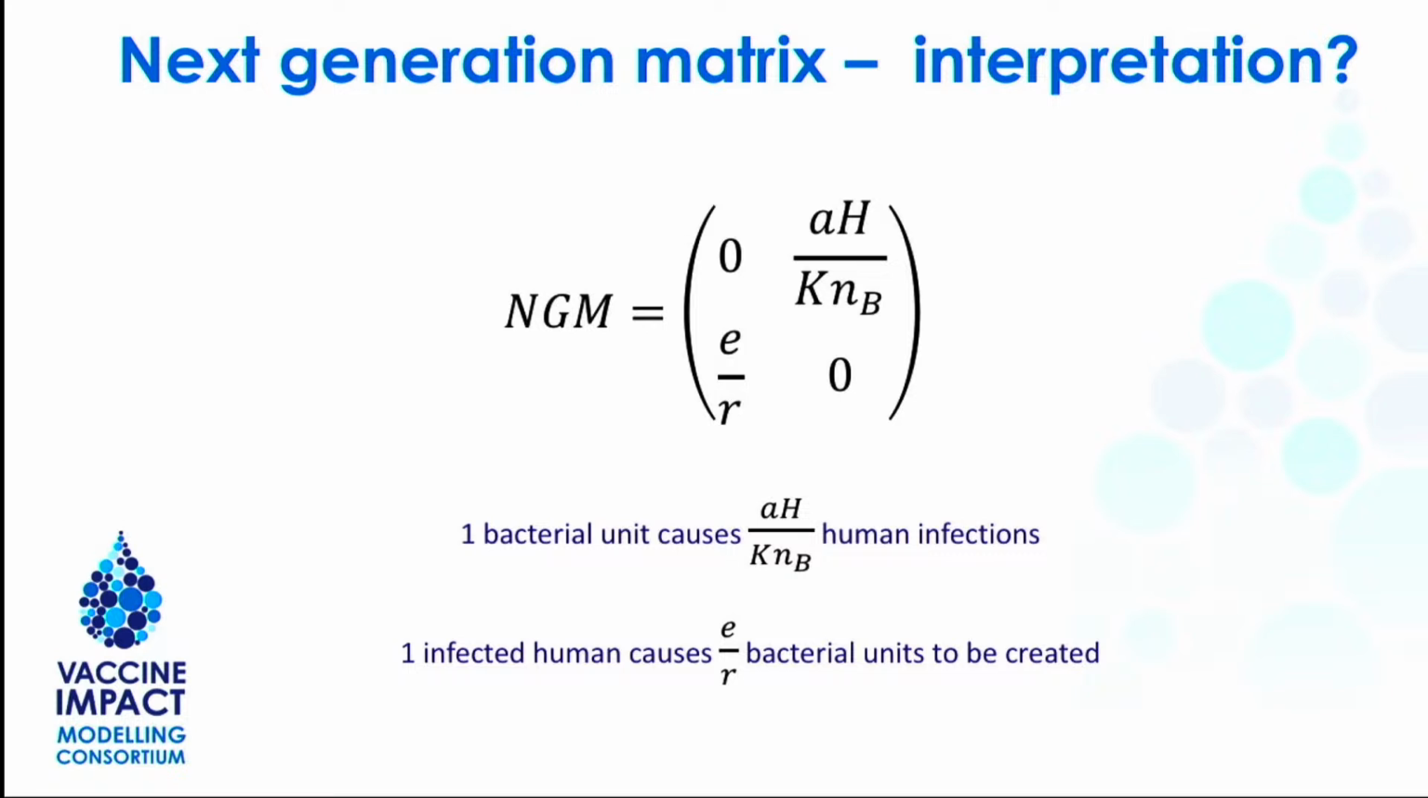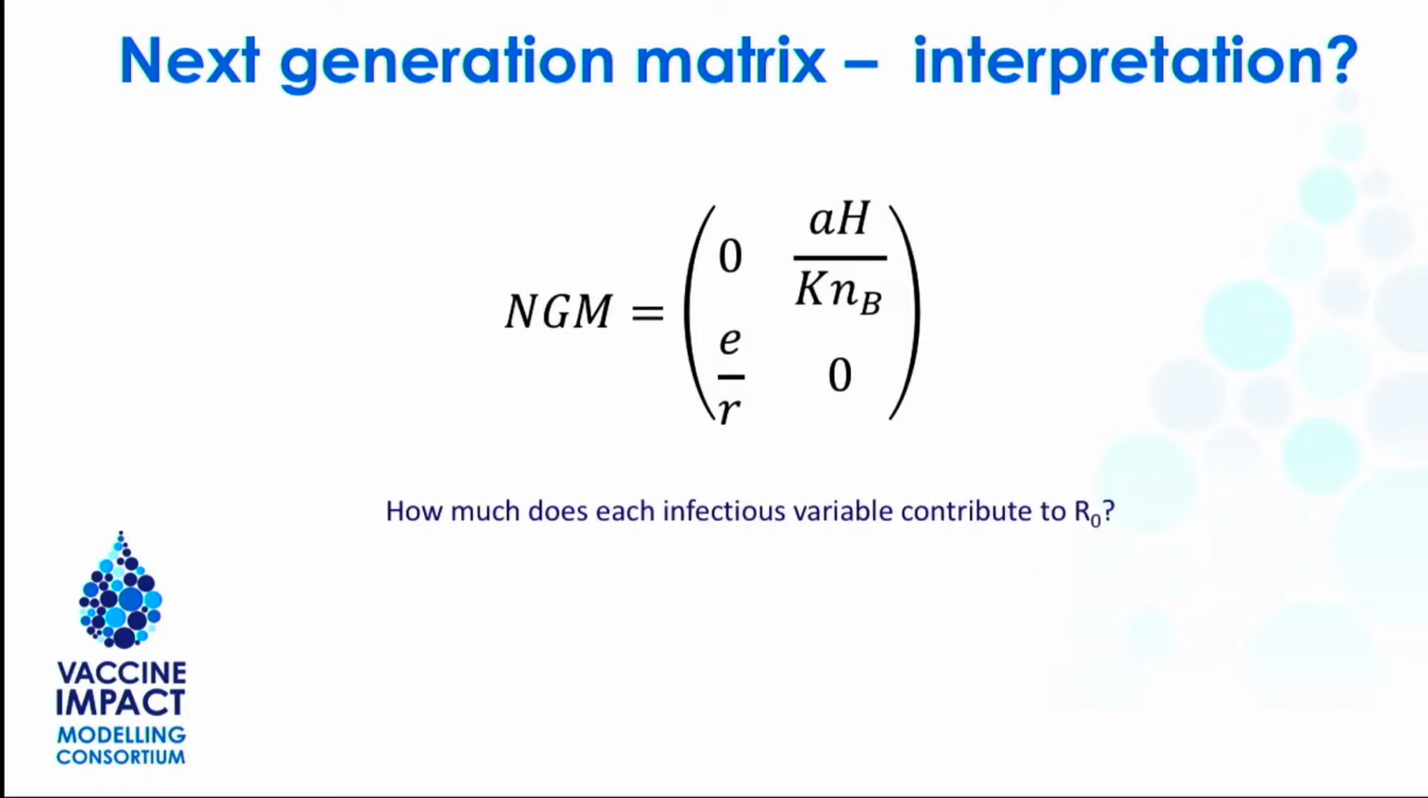So as I said, we worked hard to get this. Can we use it for anything else? We've got a bit of insight here. This is how one infected class affects another one. But it might be useful to know which one of these is contributing more to our value of R0. So if we're thinking about control, we've worked out our R0 and we found that it's greater than 1. Oh no, we're going to have an epidemic.